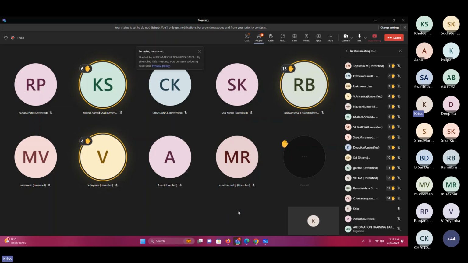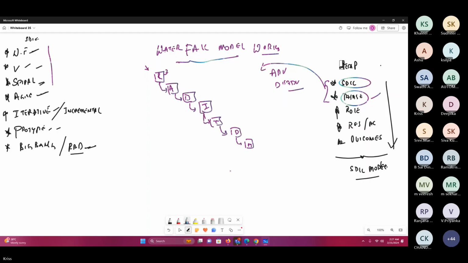Now, first you tell me what are the advantages of this one? Naveen Kumar, what are the advantages of this particular waterfall model? This model is simple and easy to understand. Excellent. It is simple and easy to understand. Next. And easy to manage. Okay, easy to manage. And completed one at a time. Okay, so one after one, you'll be completing it. Next.